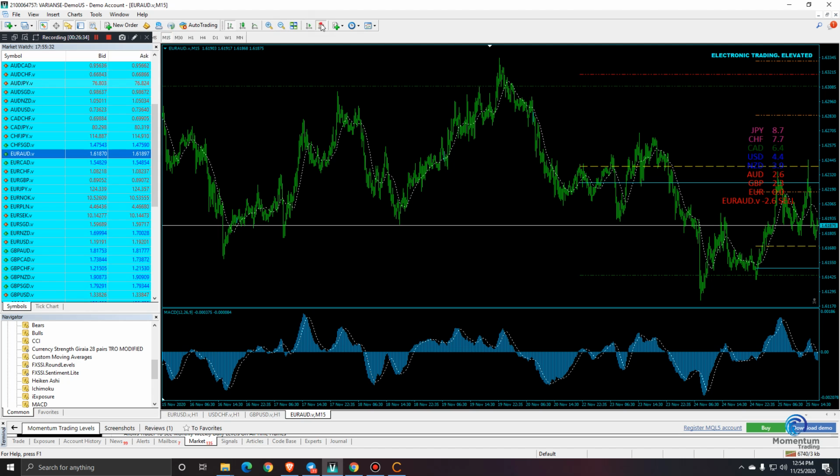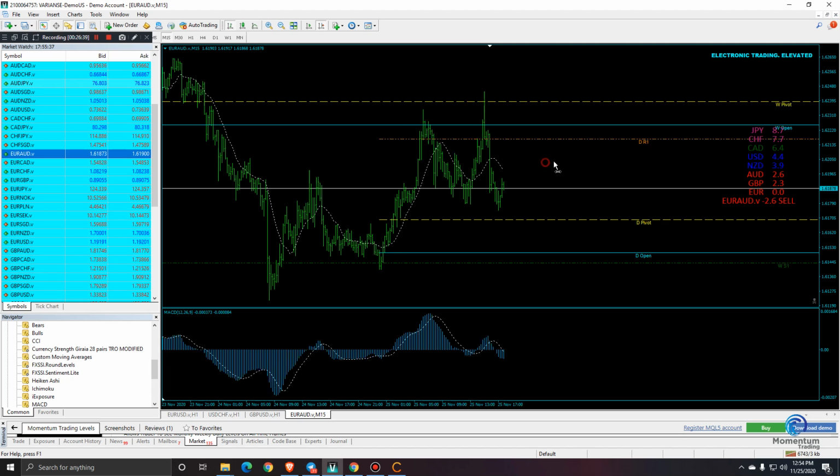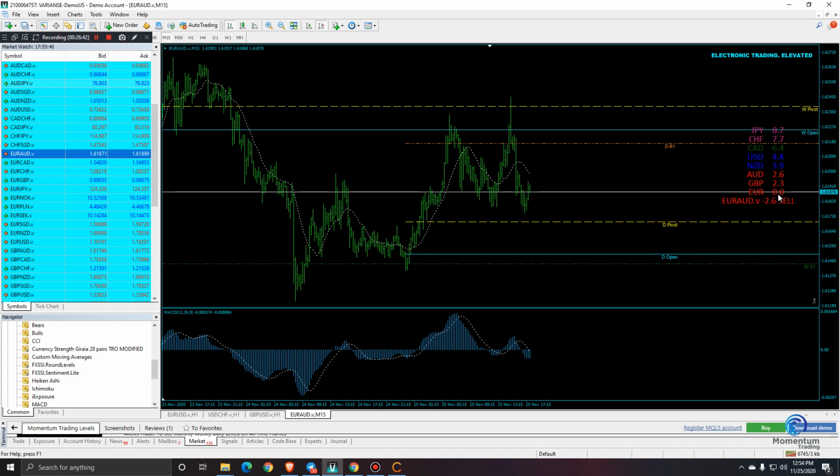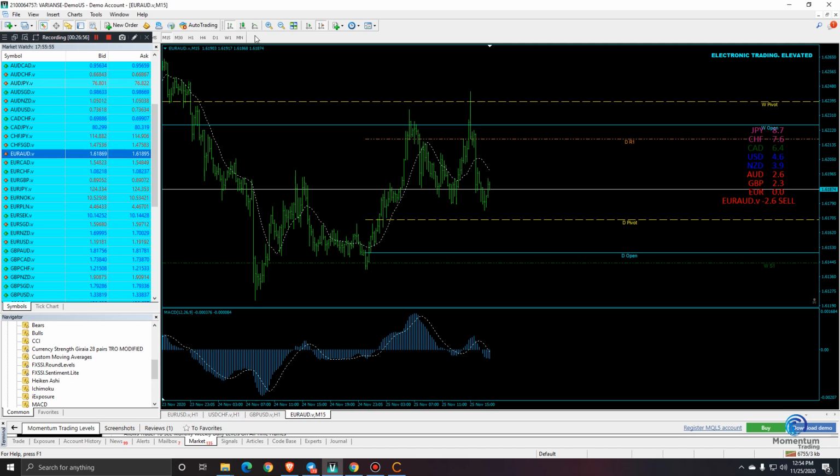This was my play today. Euro odd on the 15-minute. You can see that euro is pegged down at a 0. AUD is negative 2.6, but euro is actually weaker than the AUD, so it's pretty much stagnating right there. Okay. So that's just a basic introduction on currency strength.